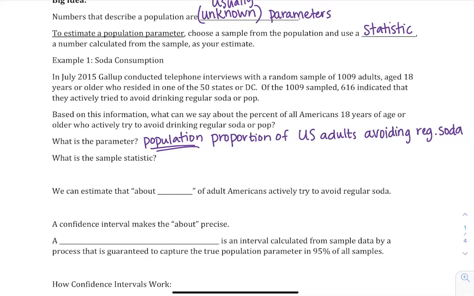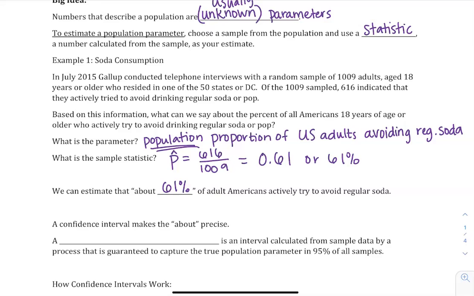Now the sample statistic here is going to be our sample proportion, and we can calculate that as 616 divided by 1,009. And if we do that, we calculate 616 divided by 1,009 and multiply that by 100, it's 0.61, or about 61%. So we can use that as an estimate. From the sample, we can estimate that about 61% of adult Americans actively try to avoid regular soda.